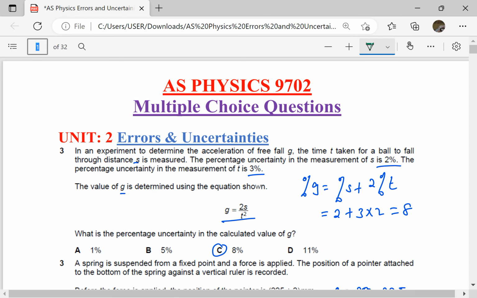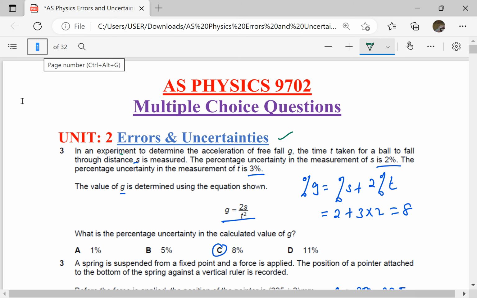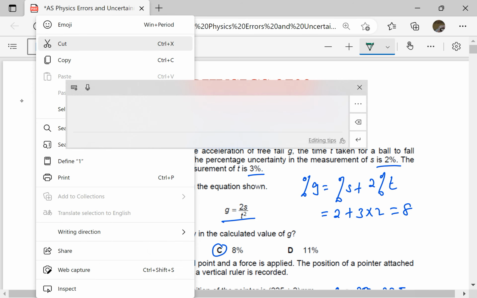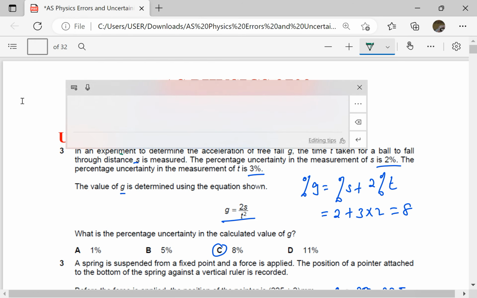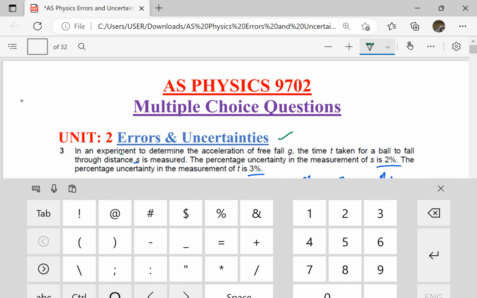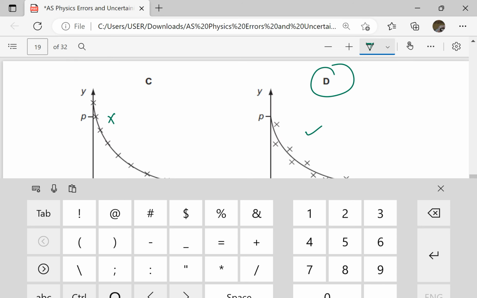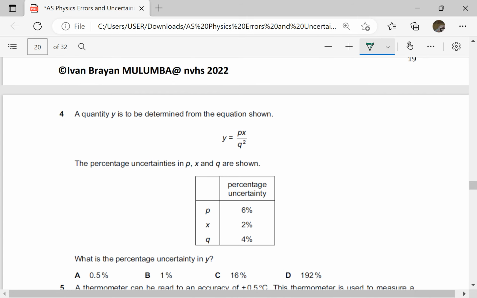This is AS Physics 9702 multiple choice questions, and we are dealing with errors and uncertainties. So far we have done part 1, and I think we stopped on page 19. Let's start from page 19. So we stopped on page 19, I guess. So we should move to page 20.